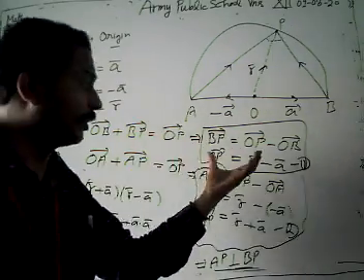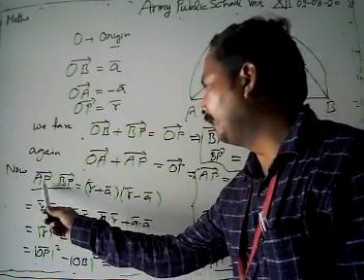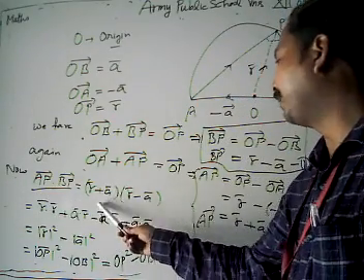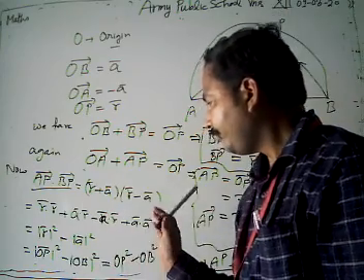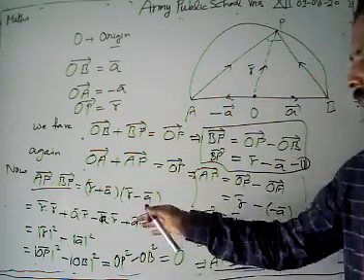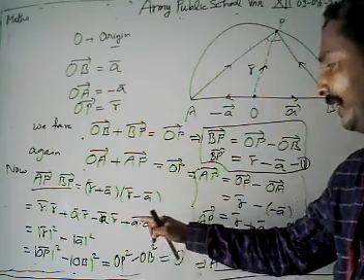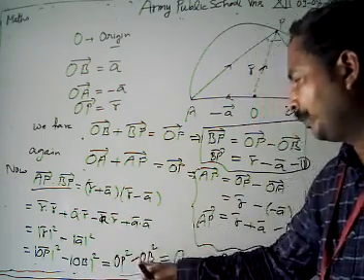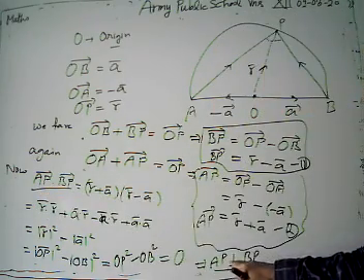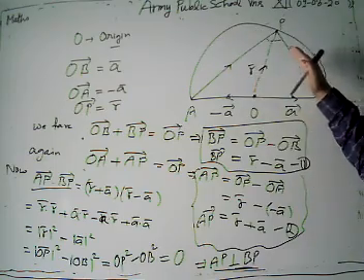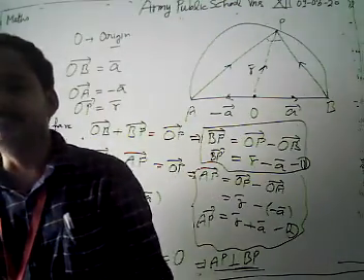Now we have to take the product of AP and BP. The value of AP is R plus A, and the value of BP is R minus A. After doing the product and solving it, we get OP squared minus OB squared equals 0. That is, the dot product of AP and BP is 0. It means AP is perpendicular to BP, that is, the angle in a semicircle is a right angle.